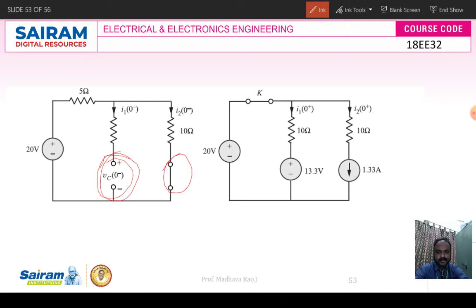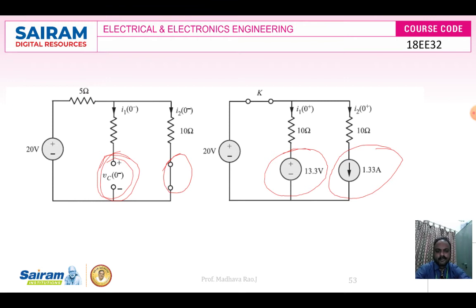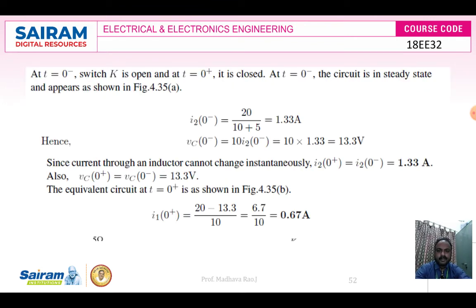Okay. So we can observe here what is the voltage across the capacitor, what is the current flowing in the inductor. Okay. So just mark it here. Now what do we have to do? Using the main circuit, we have to write KVL equations.